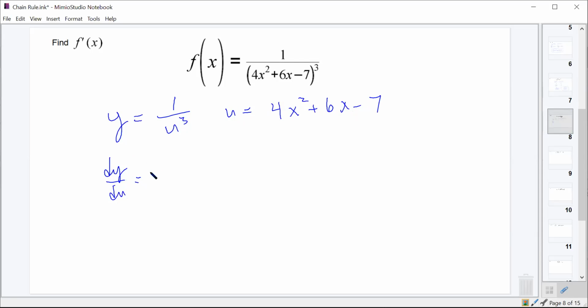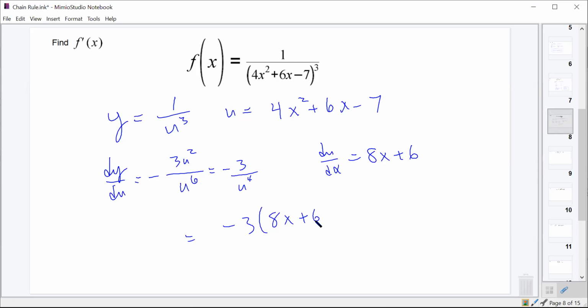Reciprocal rule, yeah. So negative derivative of the denominator, 3u squared, over the denominator squared, which would be u to the 6th, or negative 3 over u to the 4th. And then what about du dx? Ought to be 8x plus 6. And we'll end up with negative 3 times 8x plus 6 all over u to the 4th. Good or no?